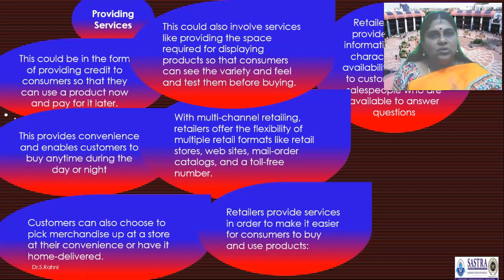And retailers may also provide additional information about the characteristics and availability of products to customers, though their salespeople are available to answer their questions. Whenever customers are not in a position to use a product, or they don't know how to use it, or there is going to be a price hike, the retailers will inform the people over the phone, or they may give suggestions on how to use it.